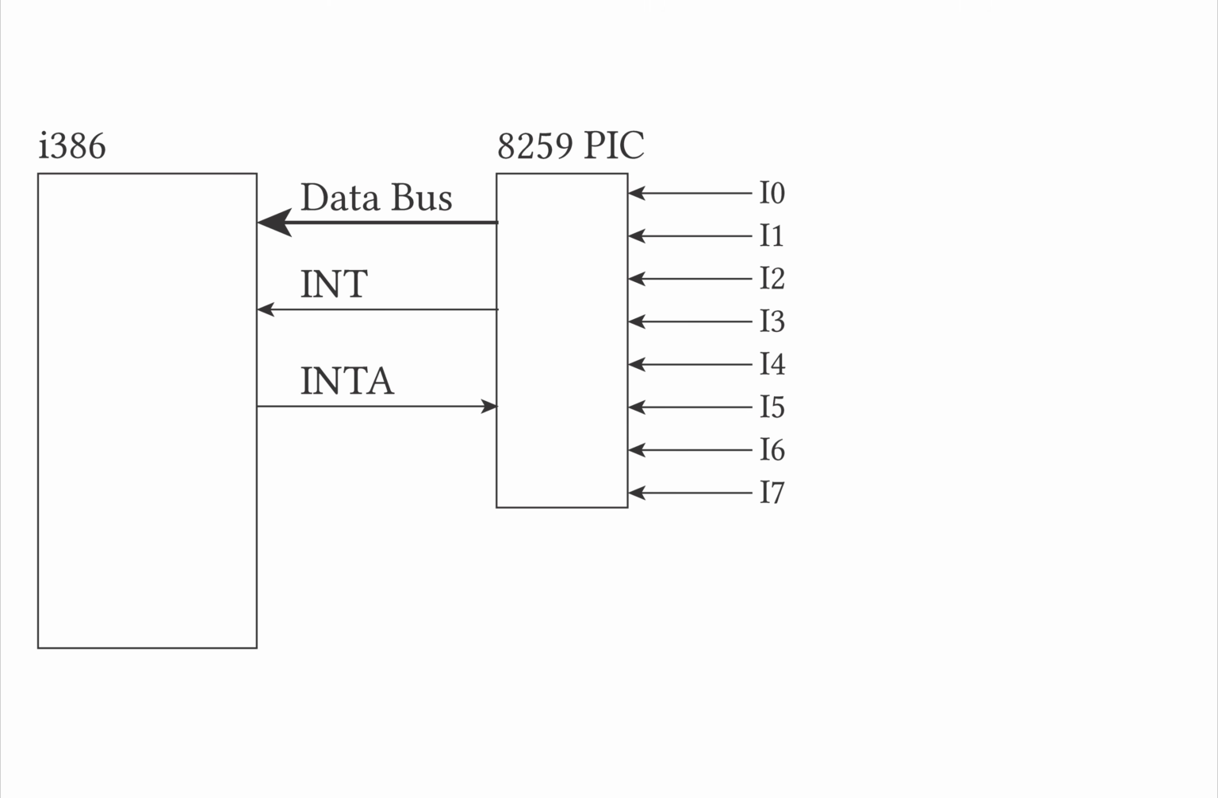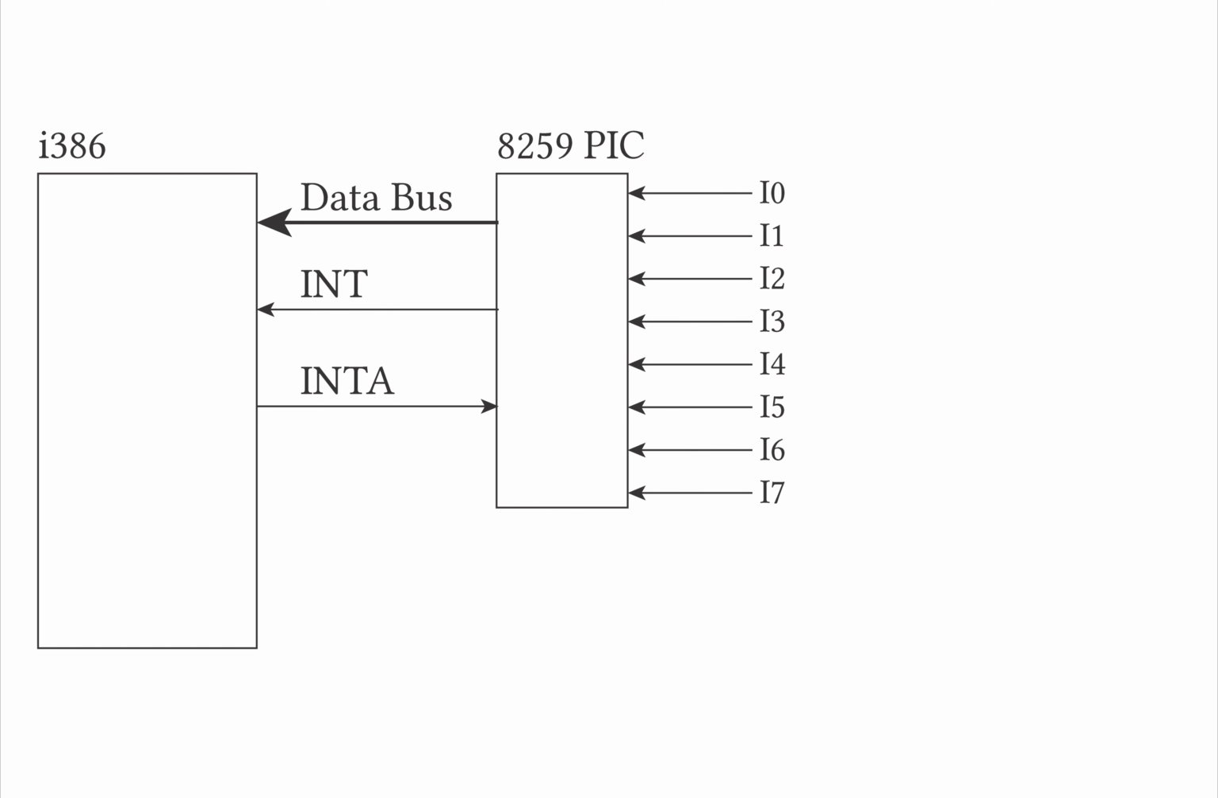So there's a couple of important lines. Basically, you have a data bus. That's like a multi-wire bus that carries data. Usually that's used to connect the 386 to the memory system so that the 386 can read and write data to the memory chips on the board. But the programmable interrupt controller uses it too.